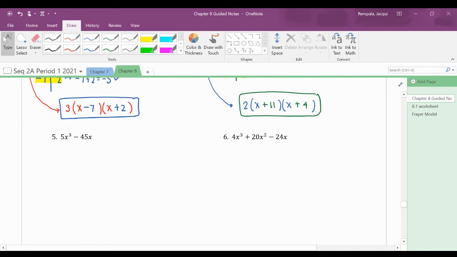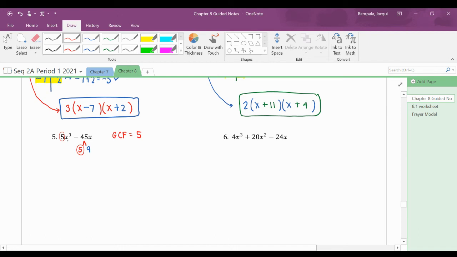If we take a look at the next problem, 5x to the third minus 45x. If I start by trying to break down the 5, I'm not going to be able to. So that 5 could potentially be a part of my GCF. If I look at 45, that is 5 times 9. So I'm able to find a number that they both have in common. That is going to be a part of the GCF.